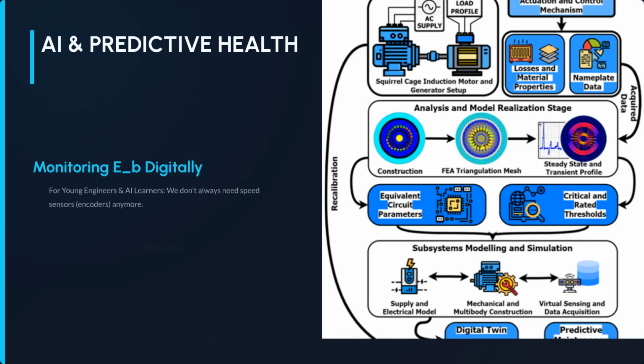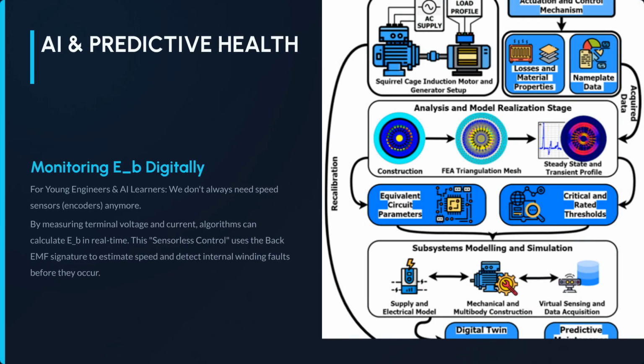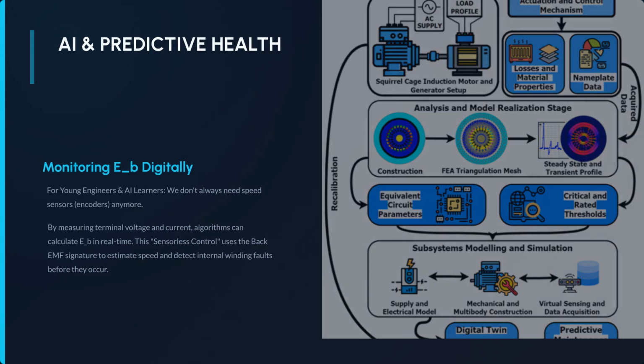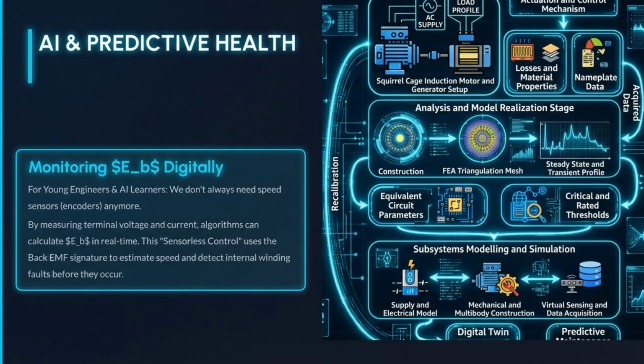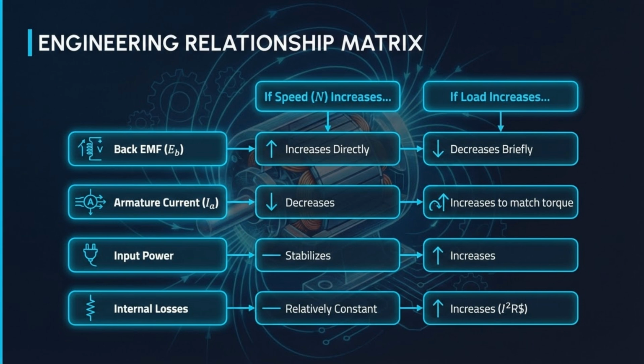In modern engineering, back EMF is monitored digitally. Algorithms can calculate E_B in real time using terminal voltage and current measurements, often eliminating the need for speed sensors. This sensorless control uses the E_B signature to estimate speed and predict winding faults, supporting AI and predictive health maintenance. This process flow illustrates how digital monitoring and modeling use back EMF for predictive health and sensorless control in motor systems. The engineering relationship matrix summarizes the dynamics.